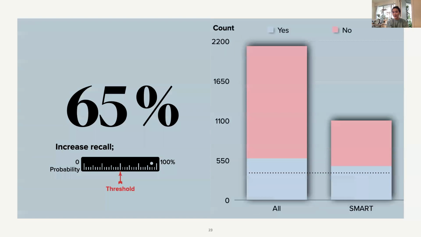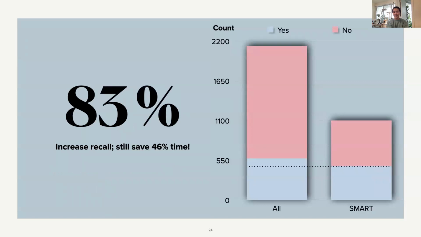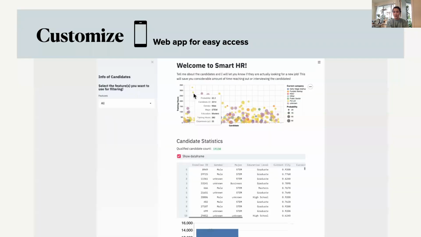You don't have to worry because we can adjust the threshold to increase recall to, say, 83%. And that will still save you 46% of time. But if 83 is not good enough for you, you can use our web app for customized metrics.